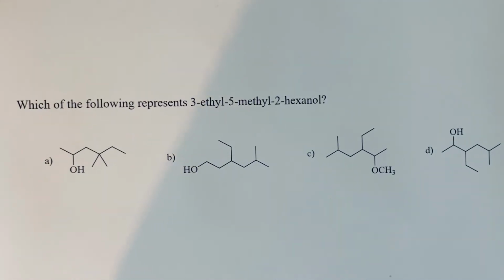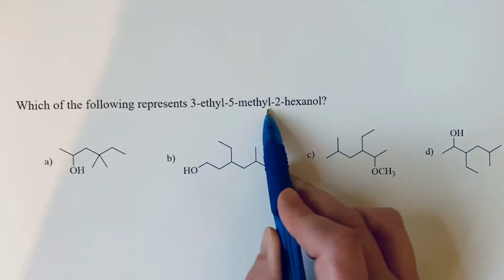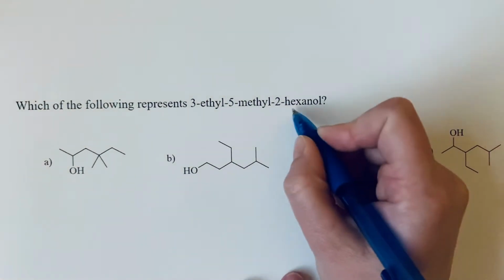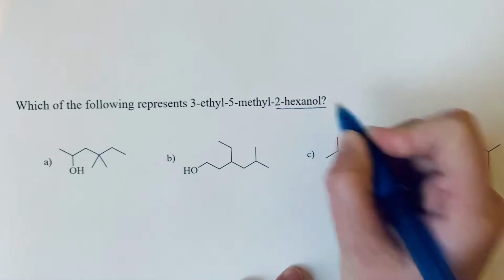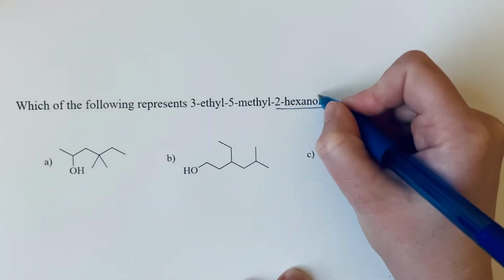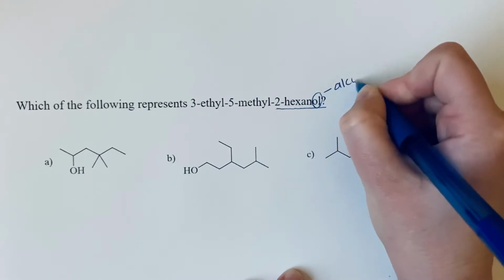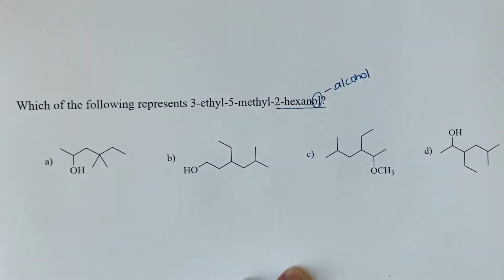Which of the following represents 3-ethyl, 5-methyl, 2-hexanol? So let's take a look first at our parent chain. So that is the 2-hexanol. So the ol tells us that we have an alcohol as a functional group.